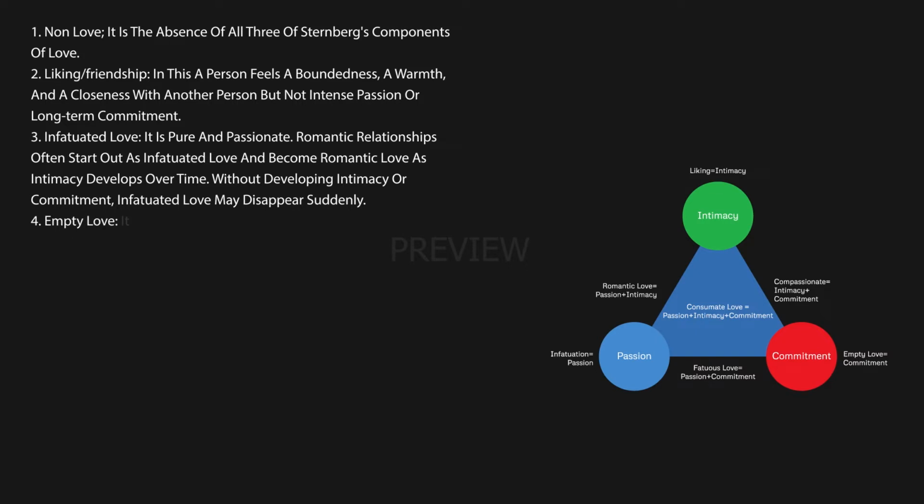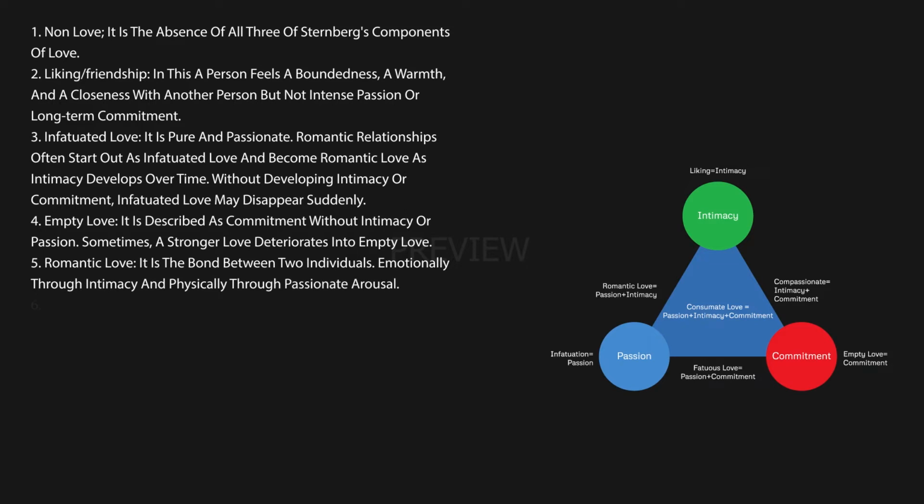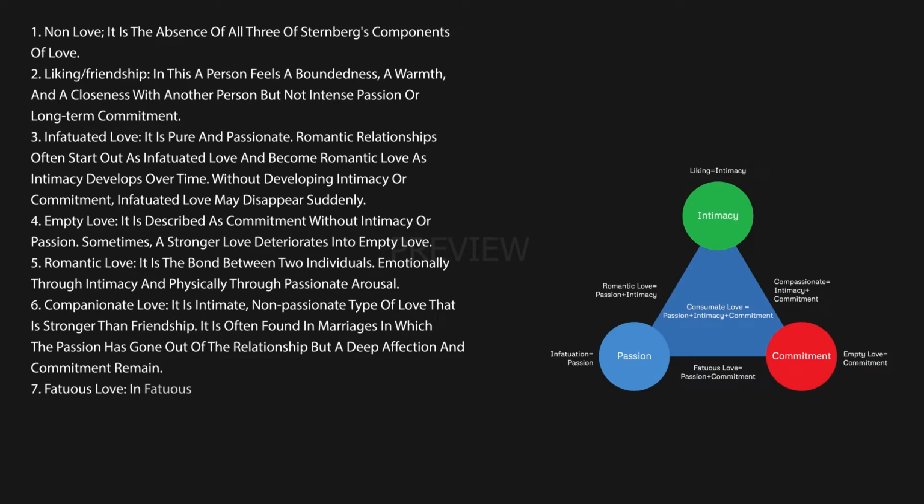4. Empty love. It is described as commitment without intimacy or passion. Sometimes, a stronger love deteriorates into empty love. 5. Romantic love. It is the bond between 2 individuals, emotionally through intimacy and physically through passionate arousal. 6. Compassionate love. It is an intimate, non-passionate type of love that is stronger than friendship. It is often found in marriages in which the passion has gone out of the relationship, but a deep affection and commitment remain. 7. Fatuous love. In fatuous love, the commitment is motivated largely by passion without the stabilizing influence of intimacy.